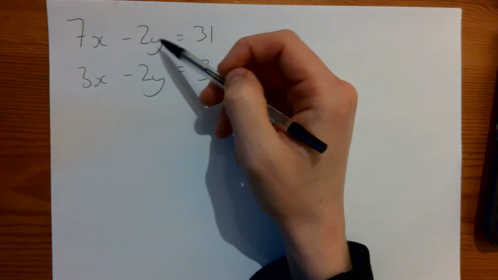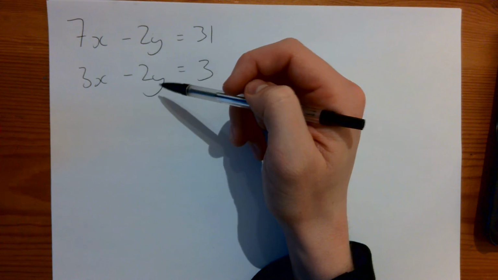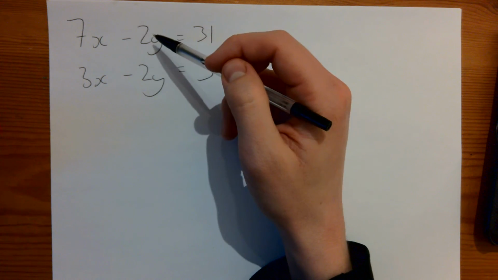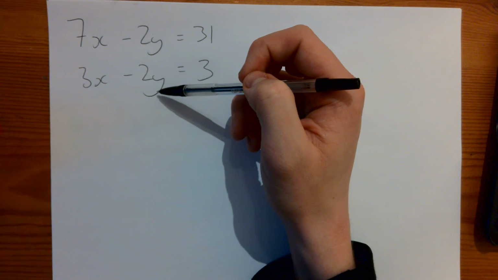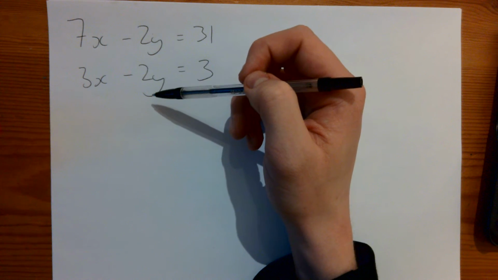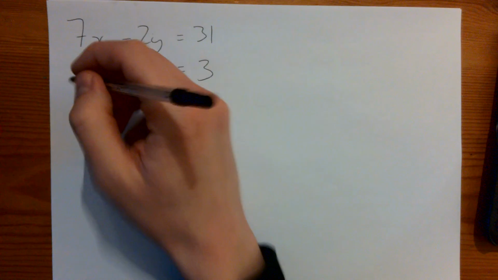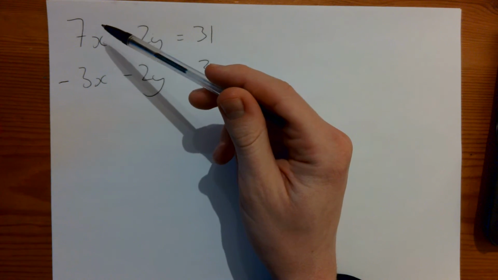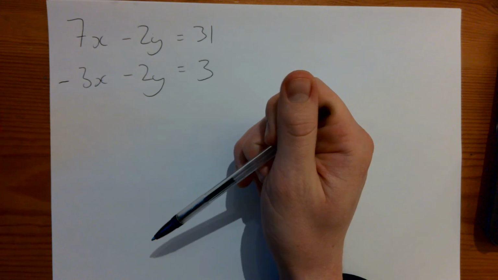If I added them, minus 2y plus minus 2y is minus 4y. So adding them wouldn't work. But minus 2y minus minus 2y is the same as saying minus 2y plus 2y. So it does cancel. Anything take away itself gives you 0, even though they're both negative. So I'm going to subtract the two equations. Again, it looks like it's going to be much easier to do them this way round because 7x minus 3x is going to be nicer than 3x minus 7x.